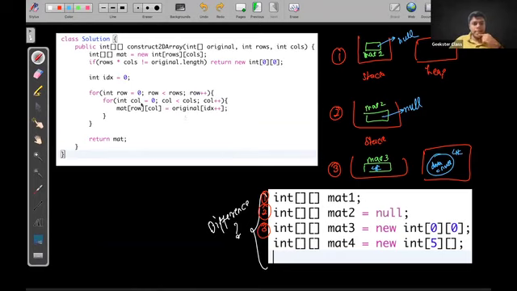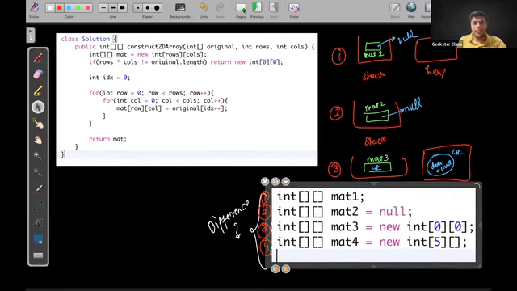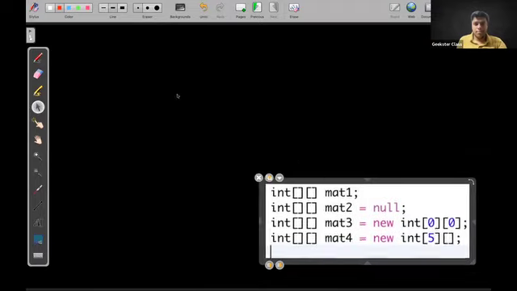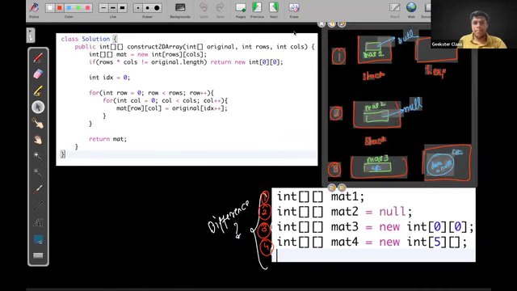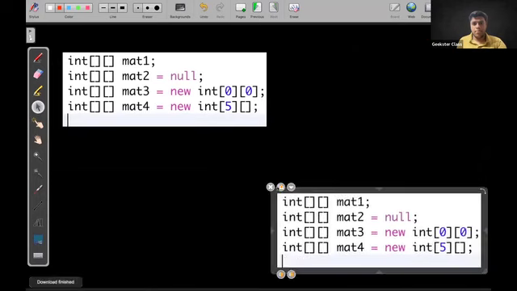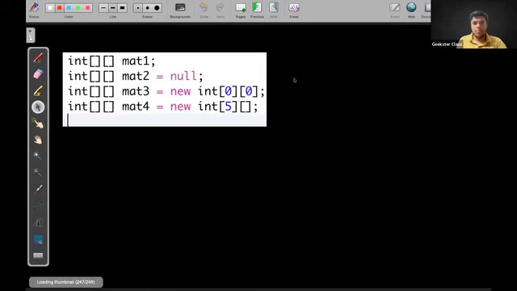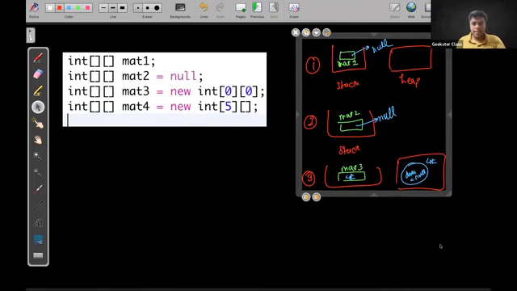Clear? The third line will not give an error. Now, if I ask you the fourth step, MAT4, what will it do? Let's discuss the fourth point in the next slide. So this was the first, second, third step. And let's discuss the fourth thing.